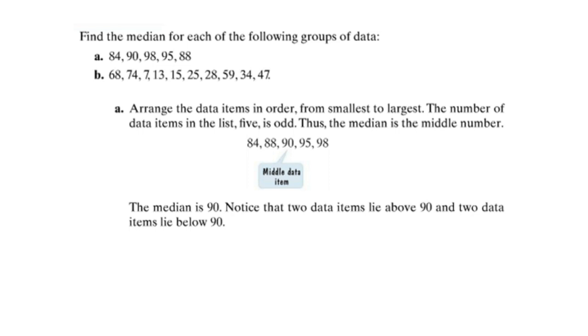So these are two examples. It says find the median for each of the following group data. Again, for the median, we need to list the numbers from smallest to largest. So we'll do part A first. These numbers are now listed smallest to largest, and we're going to count how many numbers we have. We have 1, 2, 3, 4, 5 numbers. So we have 5 values, which is an odd count. When it is an odd count, we have a nice middle number that we will call our median. So the number 90 is the middle number, and that would be our median.